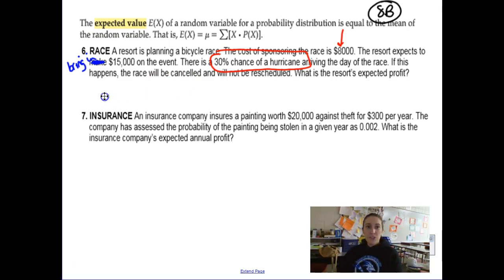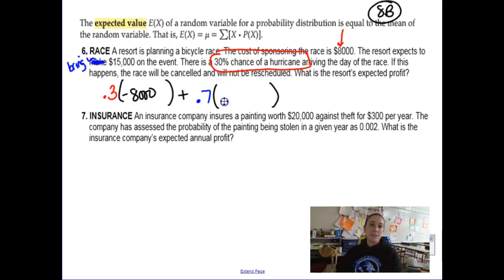So a 30% chance, so let's say 0.3, that you have a hurricane. Well, if you have a hurricane, if I want to think about how much money we're bringing in, we're not bringing in any money. In fact, we're losing the $8,000. But the other outcome is a 70% probability, right? Because if it's not going to have a hurricane, it means we are going to have the race.